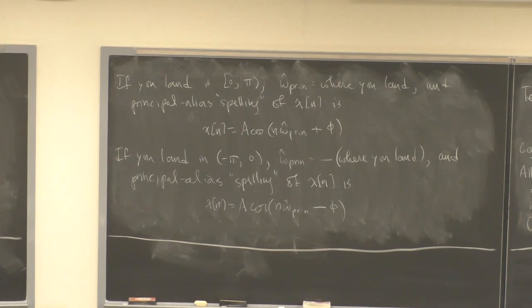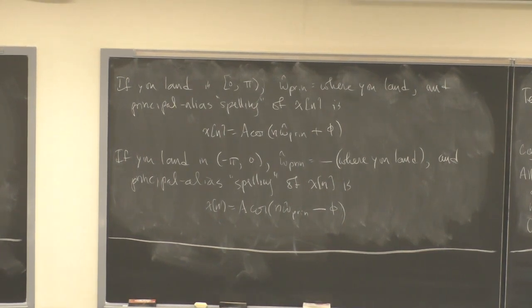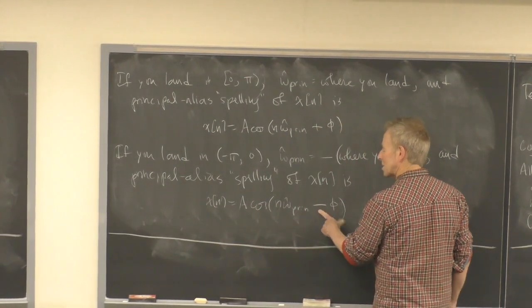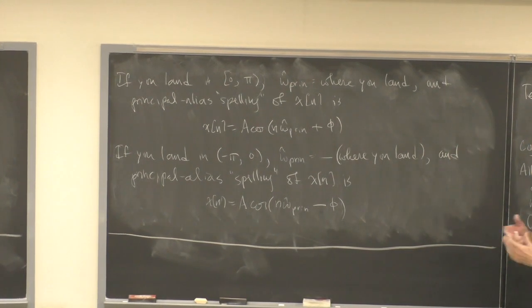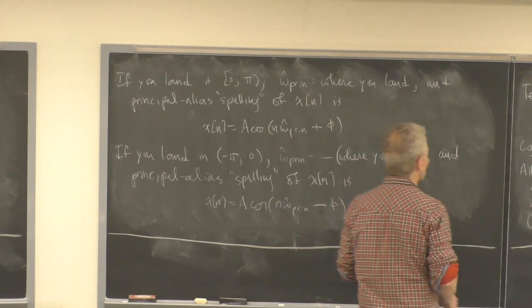The book, by the way, uses terminology that when you land to the left of 0, and therefore you have to reverse the sign of the phase to get the principal discrete time alias spelling of x of n, they call that a folded alias. I don't want to go there, at least for now, but anyway, that's how you get those.